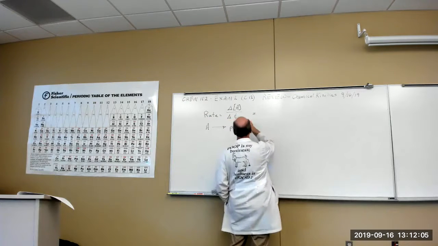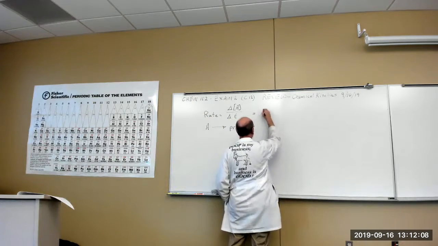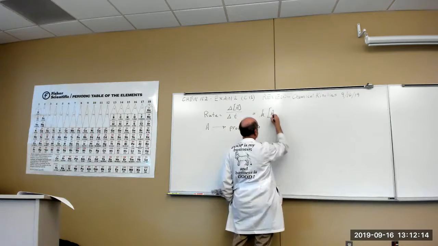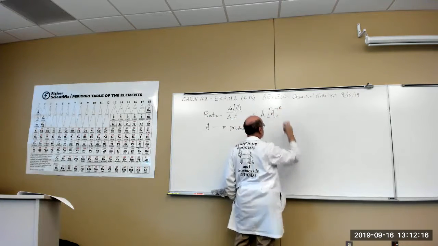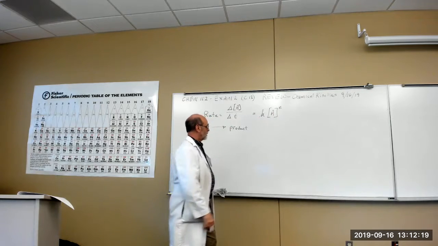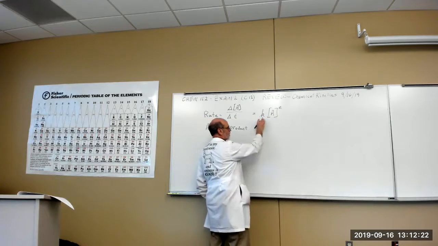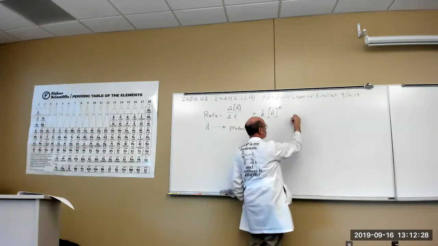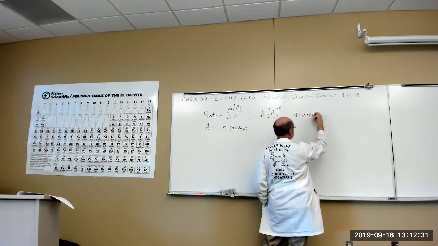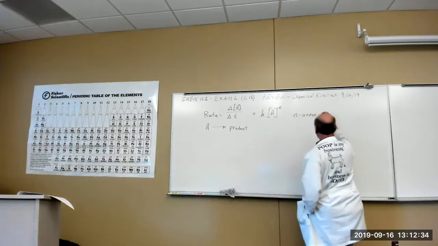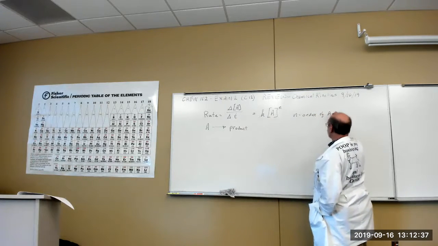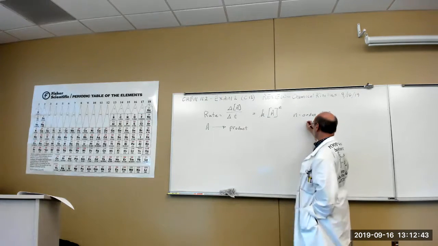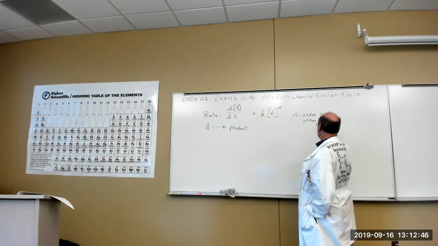So how do we express this as the rate law? This is the general format. The rate law has a constant times the concentration of A to some power. So this is exactly what it says. It's a constant, this is the concentration of A, and this is the order. This is the order of A. If there's only one reactant, it's also the order of the reaction.